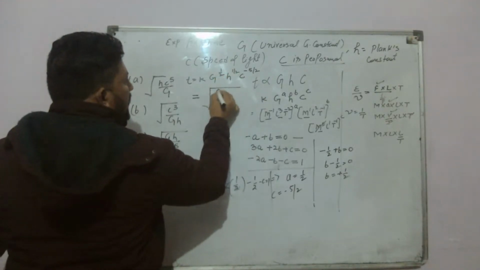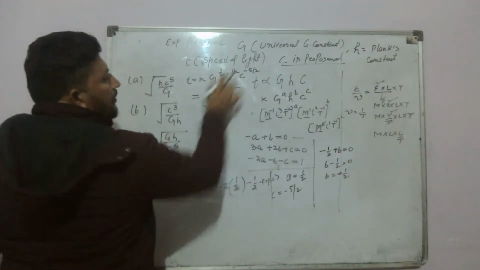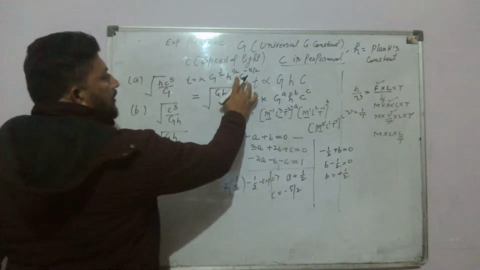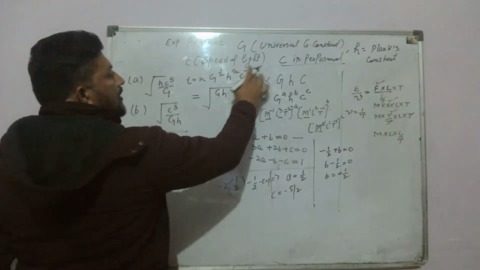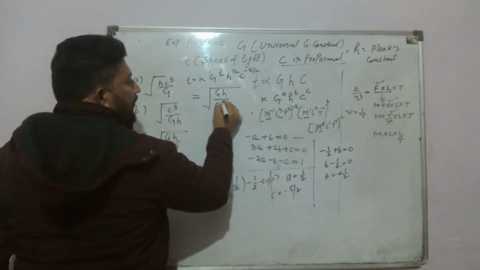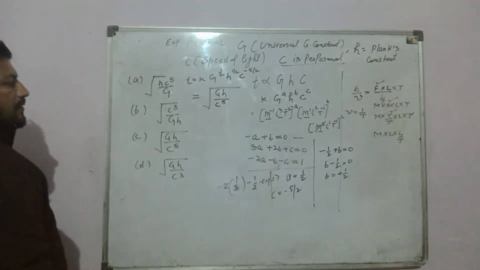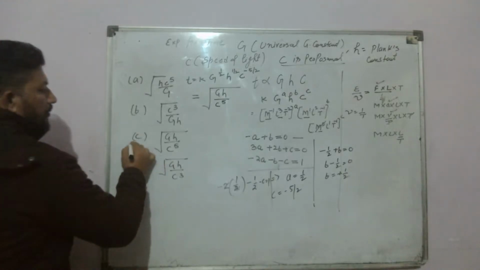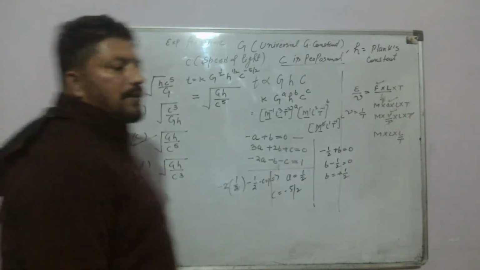Here, under root, the value of C is minus 5 by 2, divided by C raised to power 5. So it means your option number C is the right answer.